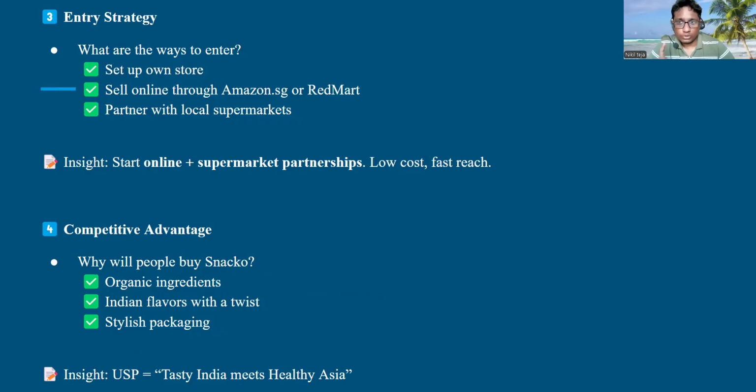Set up own store is one of the strategies. Next, sell online through Amazon and Redmart. That is one of the strategies. And partner with the local supermarkets. That is also one of the strategies. And the insight: start online plus supermarket partnerships, low cost, fast reach. By selling your healthy snacks online, you will have low cost as well as fast reach, even for supermarket partnerships also.